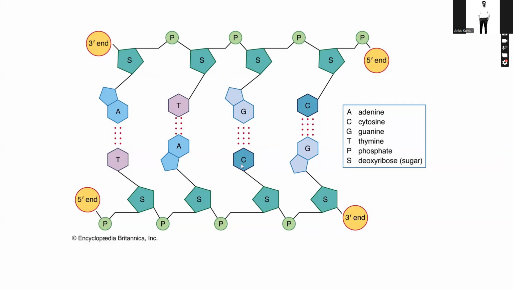And this is how DNA strands look. This is your non-template strand that goes from 5 prime to 3 prime. And this is called the template strand that goes from 3 prime to 5 prime.